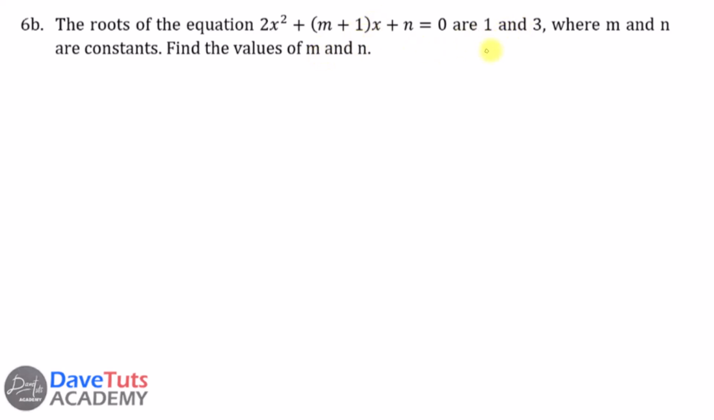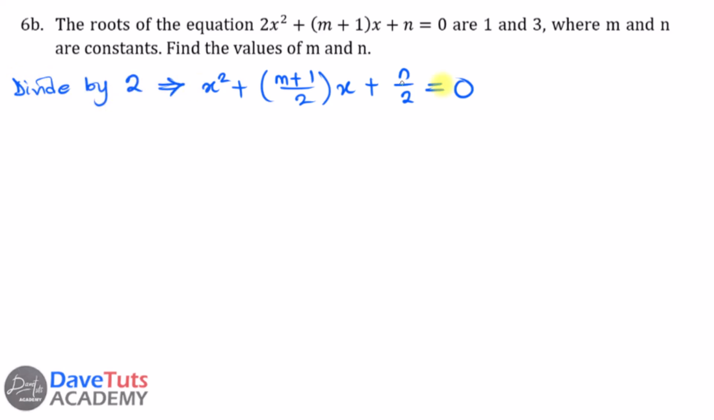You can actually start to reverse engineer by saying the roots are 1 and 3. So x is 1 and x is 3. Then you take it back. So (x minus 1) into bracket (x minus 3) is equal to 0, and you expand the bracket. You can do that, but that's not what I want to do. I want to actually simplify this by dividing through by 2, so I have x squared plus, look at this, (m plus 1) over 2 x plus n over 2 is equal to 0. So I just divide through by 2.